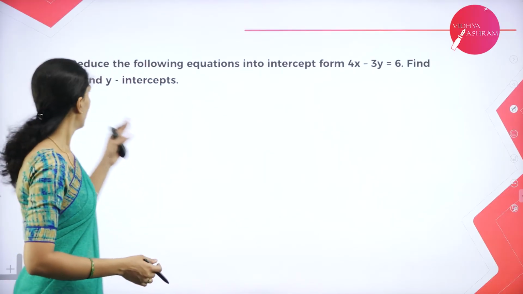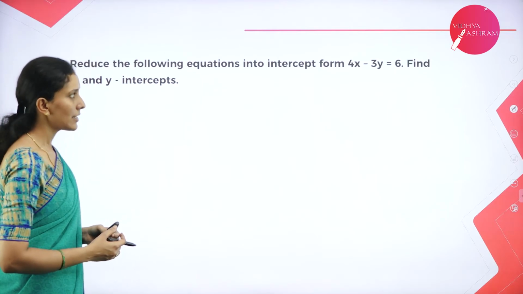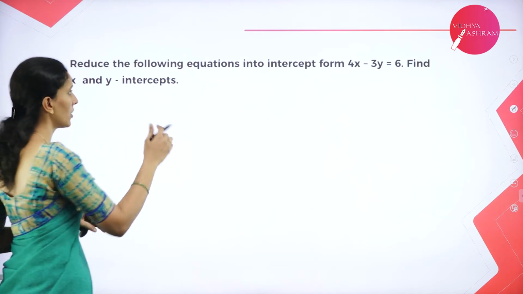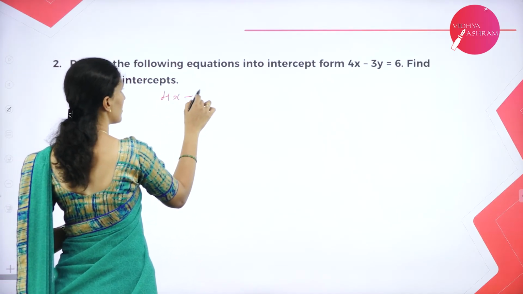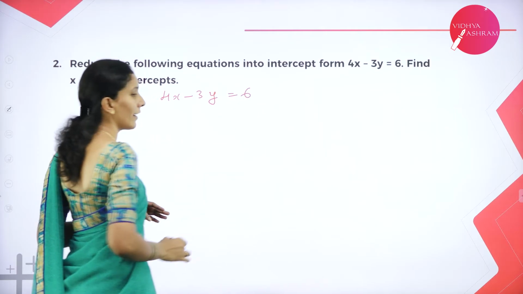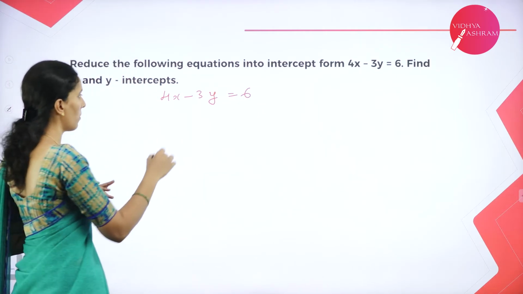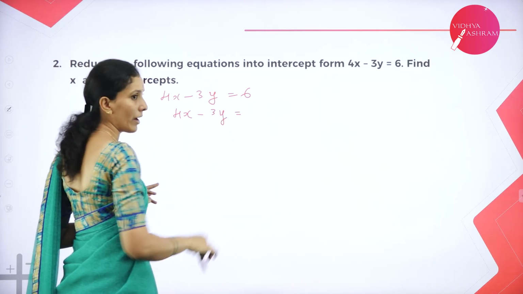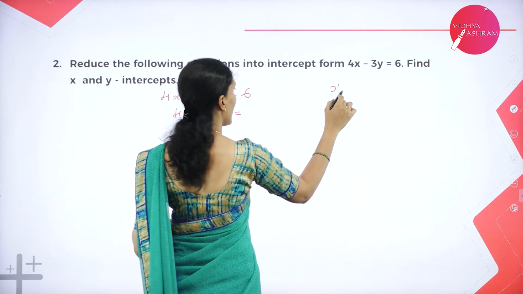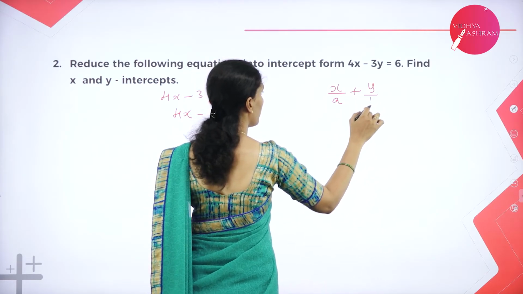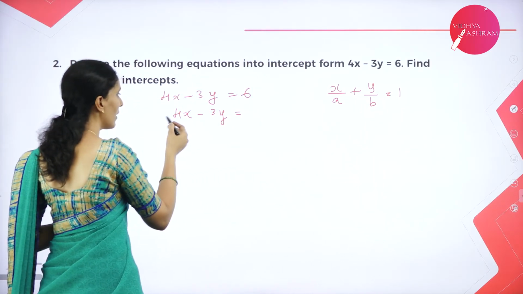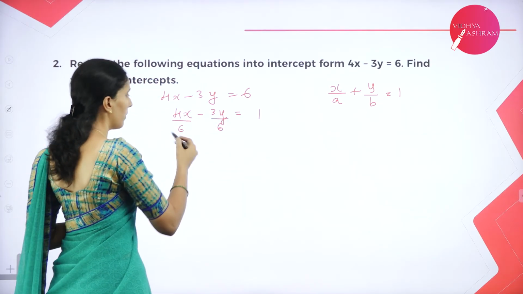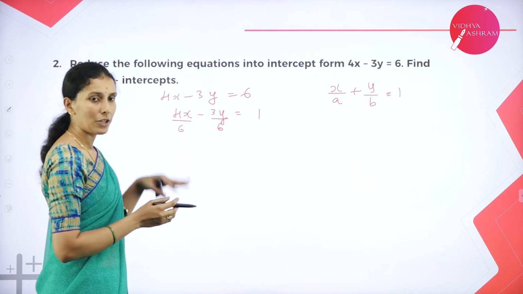Next, we have: reduce the following equation into intercept form, and find the x and y-intercepts. First, let me reduce it. So, we have 4x minus 3y is equal to 6. Write this in the intercept form. Here I need 1. The general equation is x by a plus y by b is equal to 1. So, I will divide the equation by 6 here, which becomes 1 now. Put the numerator constant value into the denominator.